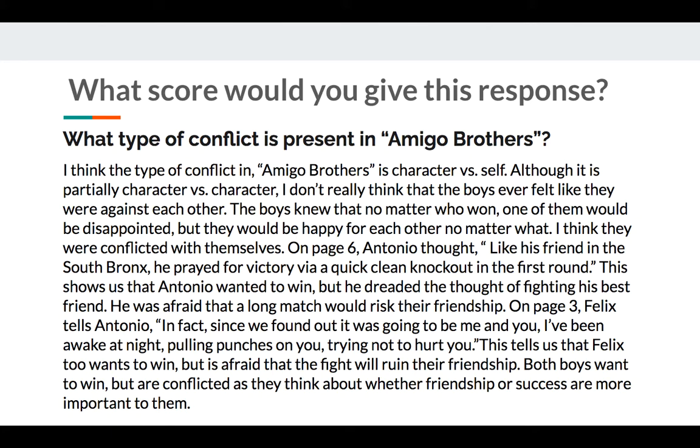This shows us that Antonio wanted to win, but he dreaded the thought of fighting his best friend. He was afraid that a long match would risk their friendship. On page 3, Felix tells Antonio, 'In fact, since we found out it was going to be me and you, I've been awake at night, pulling punches on you, trying not to hurt you.' This tells us that Felix, too, wants to win, but is afraid that the fight will ruin their friendship. Both boys want to win, but are conflicted as they think about whether friendship or success are more important to them."